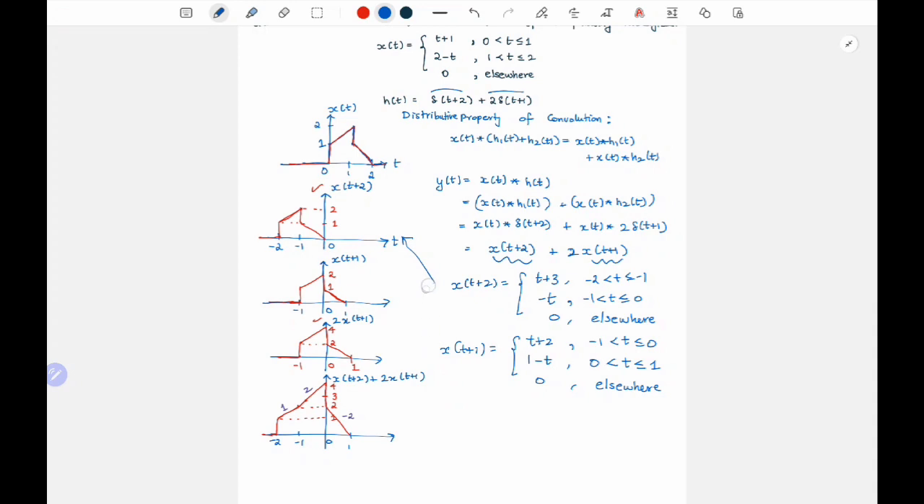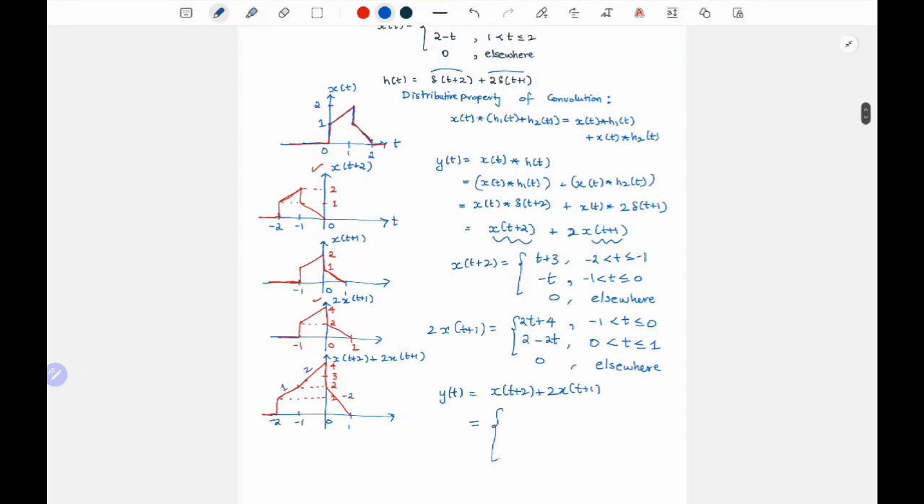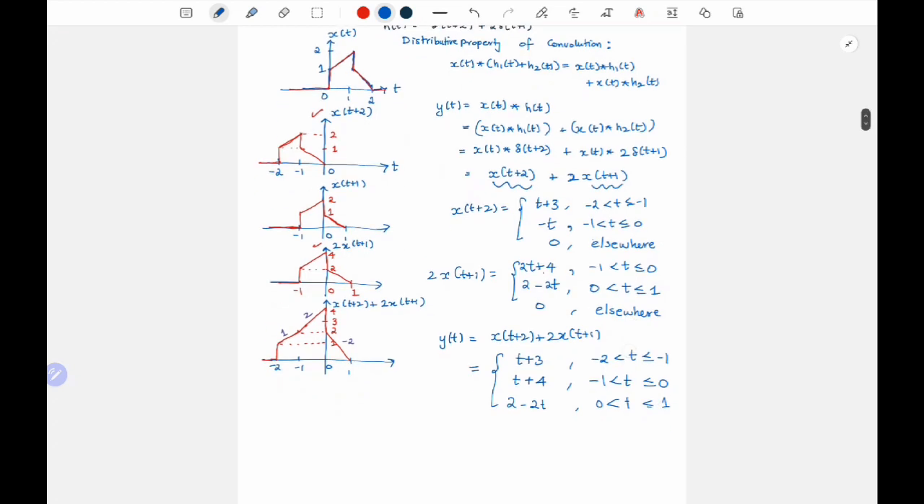So now we will find 2x of t plus 1. So what do we have? So then we'll have 2t plus 4, 2 minus 2t and 0. Now we need to add this. So we'll just check the intervals and then add it. So y of t, which is nothing but x of t plus 2 plus 2x of t plus 1. So what is this? First interval minus 2 to minus 1. We don't have a corresponding counterpart in this signal. So we'll just have t plus 3 for minus 2 less than t less than or equal to minus 1. And from minus 1 to 0 we have both. So we just add 2t plus 4 minus t. We get t plus 4 for minus 1 less than t less than or equal to 0. And from 0 to 1 we have only this part, and in this signal there is no corresponding term. So we have 2 minus 2t for 0 less than t less than or equal to 1, and we have 0 elsewhere.